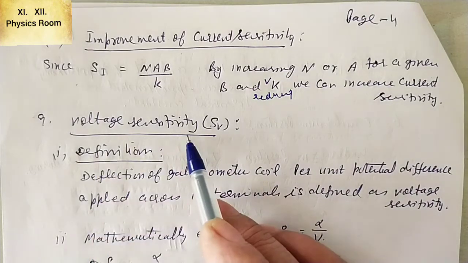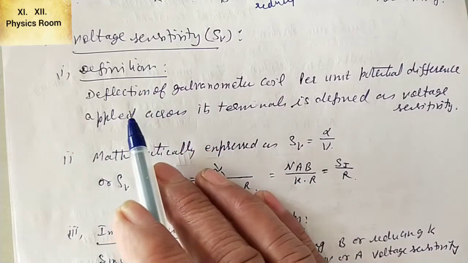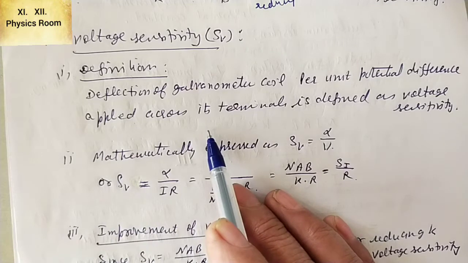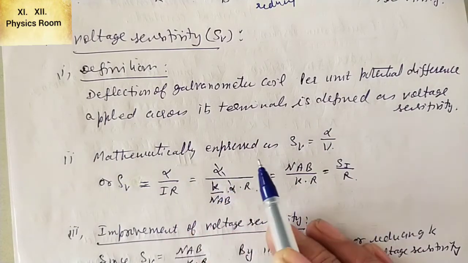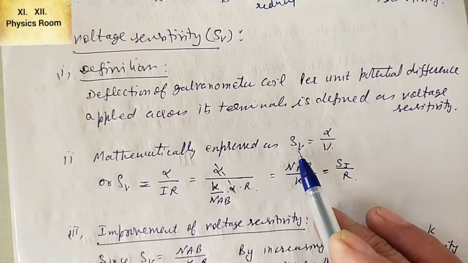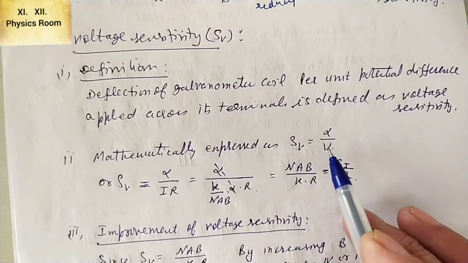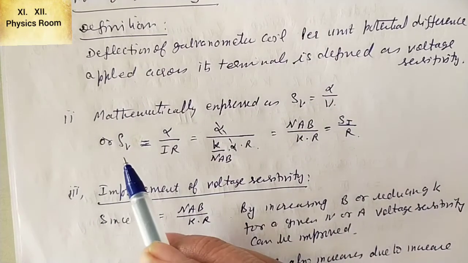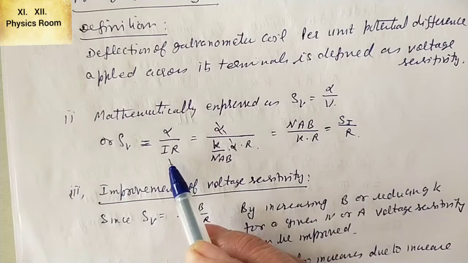Now voltage sensitivity. Definition: deflection of the galvanometer coil per unit potential difference applied across its terminals is defined as voltage sensitivity. Mathematically expressed as SV, V for voltage, S for sensitivity, voltage sensitivity equal to alpha by V. Alpha is the angle of deflection and V is the potential difference applied across its terminals. Or SV is equal to alpha by IR, because V is equal to IR according to Ohm's law.